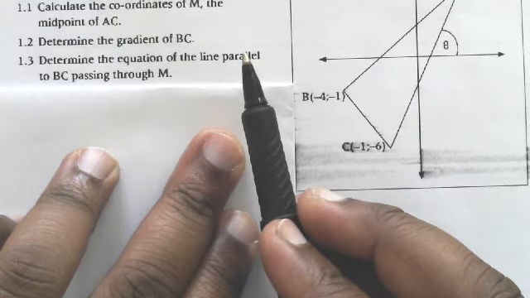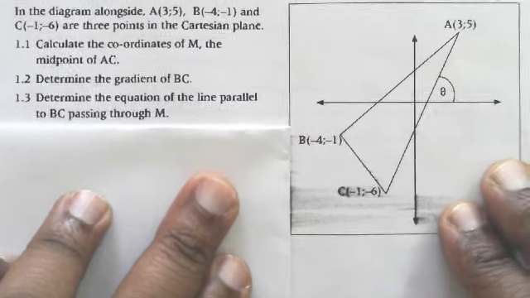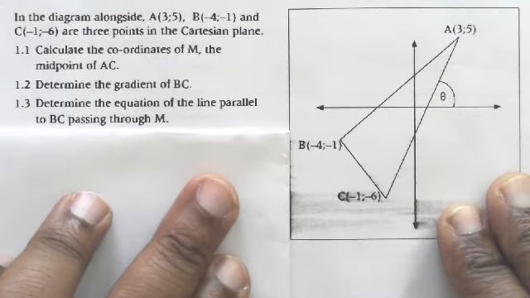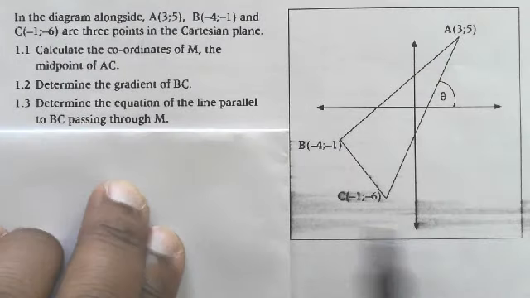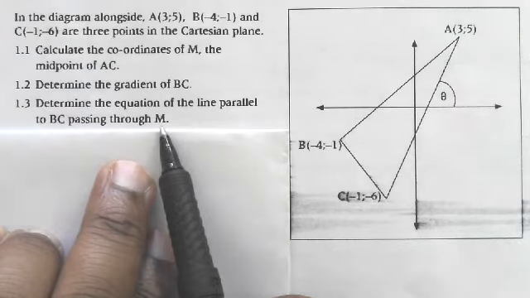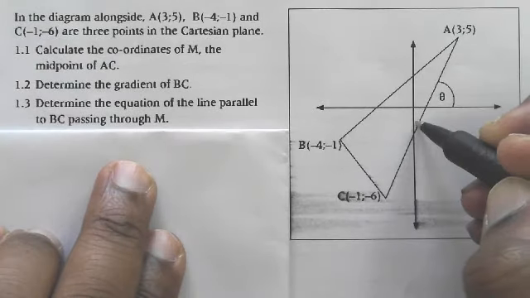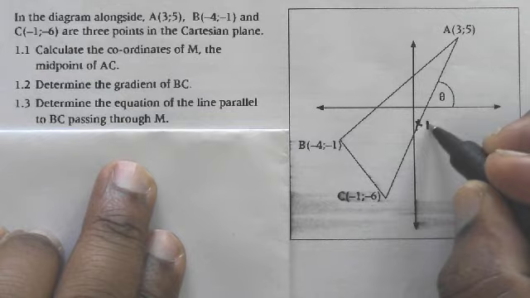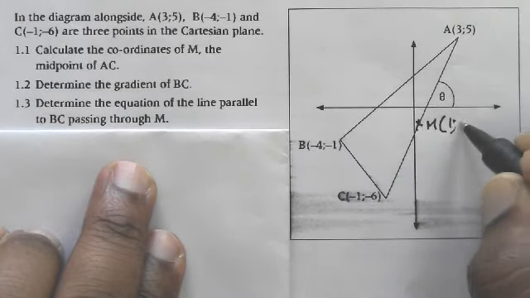Oh, remember we calculated M, right? So what coordinates did you get, by the way? Midpoint, so yeah, for the midpoint, because the line is going to pass through M. What was the midpoint? We got 2 over 2 and minus 1 over 2. Okay, so which was what? 1 and negative half? Yes, sir.